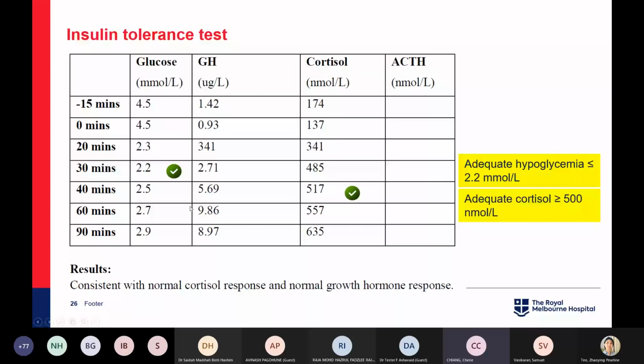A lot of the time, the clinician wants to look at growth hormone, because although the test is primarily looking at cortisol, growth hormone will also be stimulated as a stress response. And the growth hormone peak clearly shows that the patient is not growth hormone deficient, it is certainly adequate. So the comment for the insulin tolerance test is that it is consistent with normal cortisol and growth hormone response to stress.